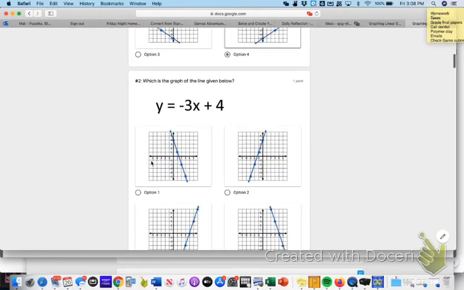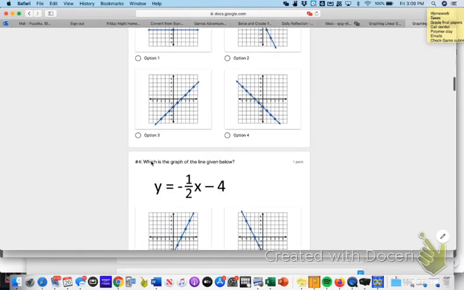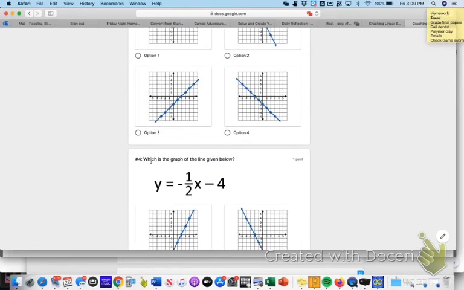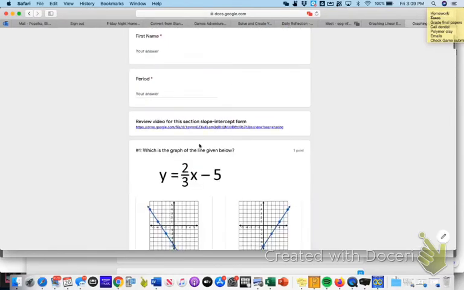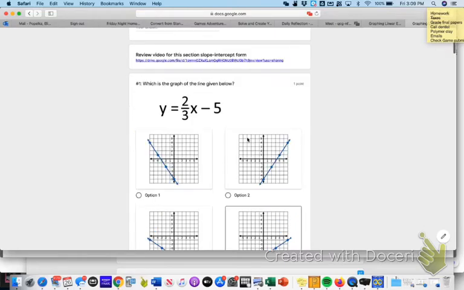Numbers 2, 3, and 4 are all exactly like that. I also gave you a little review video in here in case you need it. And then, of course, I'm posting this Google Meet too, so you guys can refer to that. But that will get you through numbers 1 through 4.